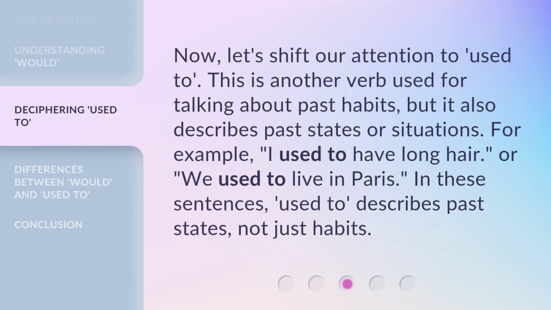Now, let's shift our attention to used to. This is another verb used for talking about past habits, but it also describes past states or situations. For example, I used to have long hair, or we used to live in Paris. In these sentences, used to describes past states, not just habits.